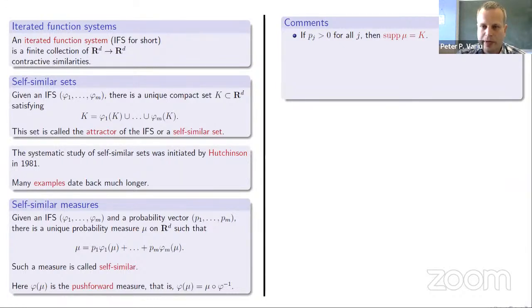Okay, so some first comments. The first one is that if you take the support of the self-similar measure, then you get the attractor of the IFS. Well, at least if you choose some sensible weights, so that all of the probability weights are positive.